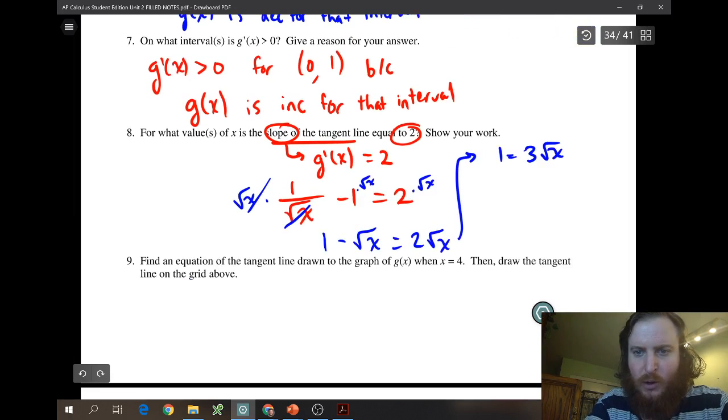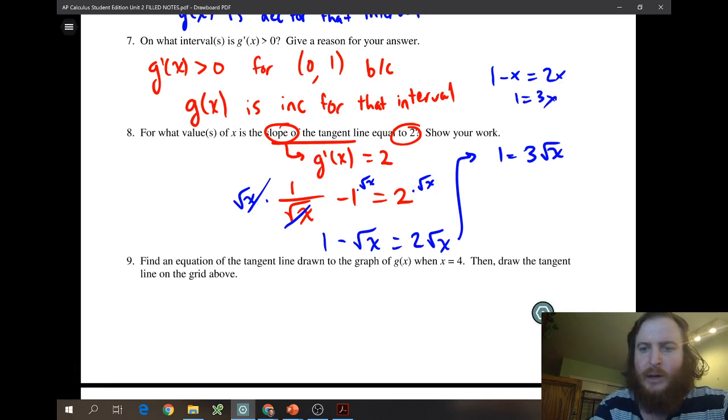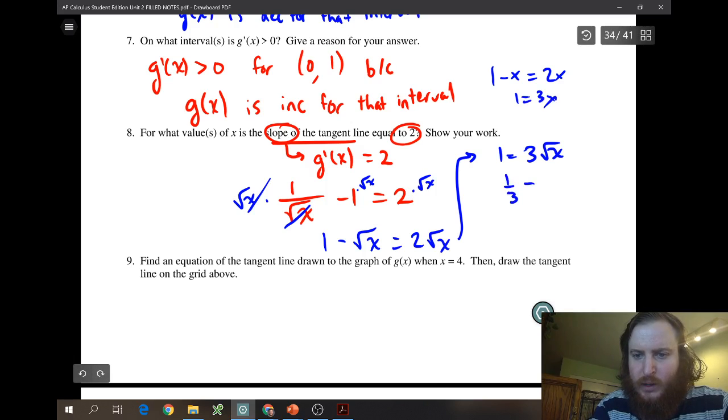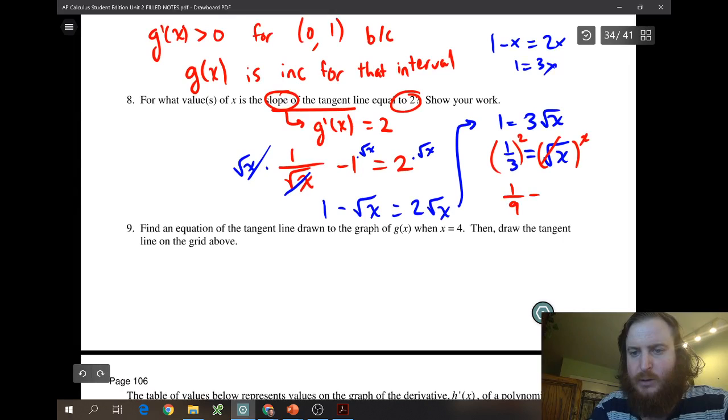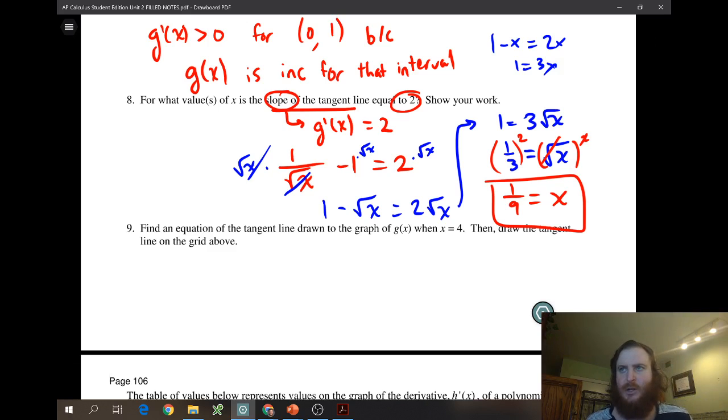If you're worried about the square root of x, don't worry about it. If I had 1 minus x equals 2x, it's really easy. Just add x, you get 1 equals 3x. This was the same thing, but with a square root. Okay, divide by 3, 1/3 equals square root of x. How do I cancel out a square root of x? We do the opposite of it. The opposite of square rooting something is squaring it. Put a parenthesis around both sides and square it. 1/3 squared gives us 1/9. So where does x have a slope of the tangent line being 2, whereas g prime of x is equal to 2? It is at 1/9.